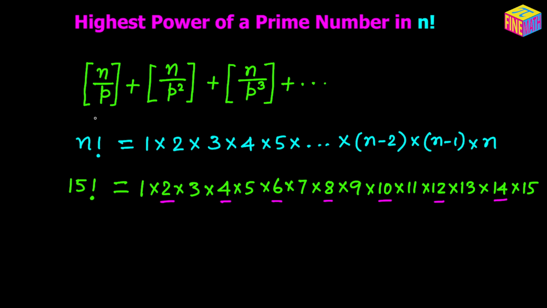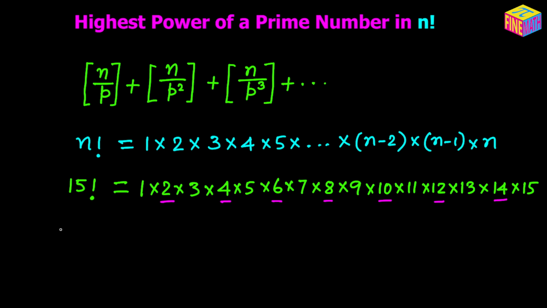I have written that at the top of the screen right here. You can see that it would be the greatest integer of n divided by p plus greatest integer of n divided by p squared plus greatest integer of n divided by p cubed, and so on until this greatest integer value becomes 0. So we need to use this formula to find out the highest power of this prime number p in n factorial. Now the question is, where did this formula even come from? And that's what we are going to prove in this video.